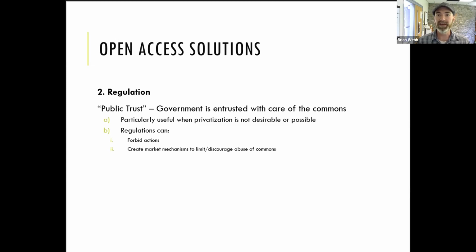And that's the role that government tends to play in our societies as we have developed them. So this is particularly useful when privatization is not desirable or not possible. So if you can't privatize a resource, as frequently is the case, then regulation is often a useful response to open access challenges. Now, regulation can look one of two different ways.